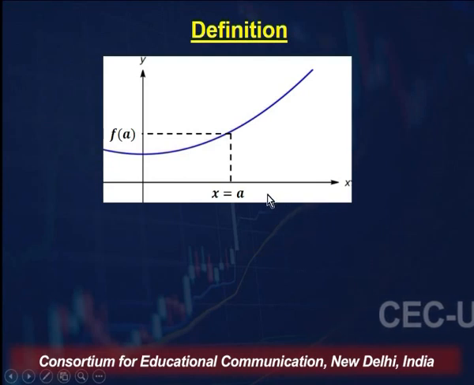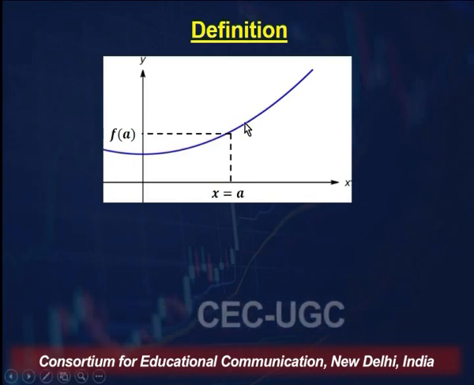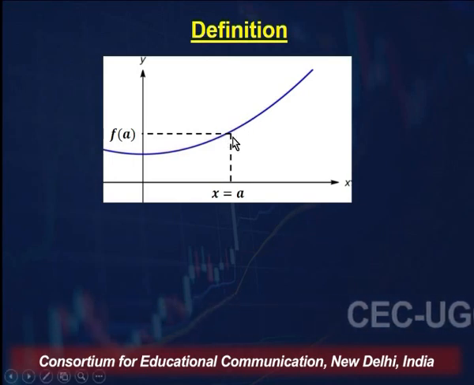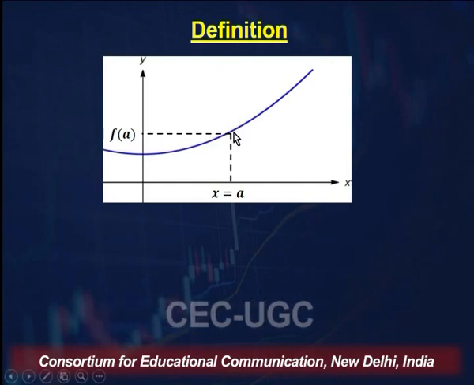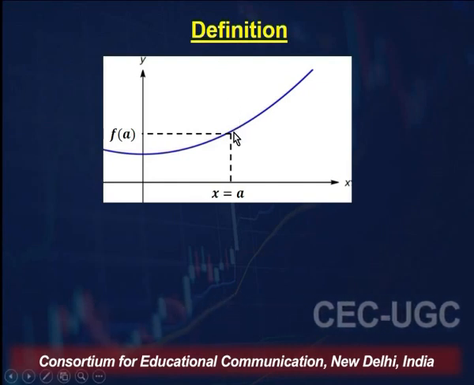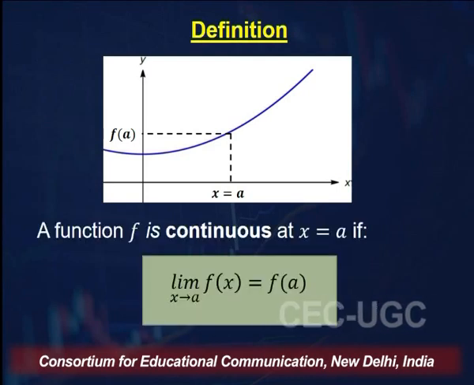That is to say that if I am close to x equal to a, then the value that the function takes around x equal to a should not differ much from f of a, which is the value of the function exactly at x equal to a. So around x equal to a, f of x must be close to f of a. And this then motivates the following definition for continuity at a point.